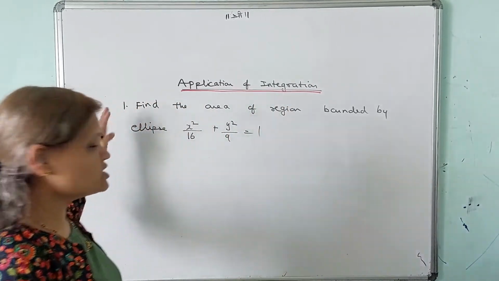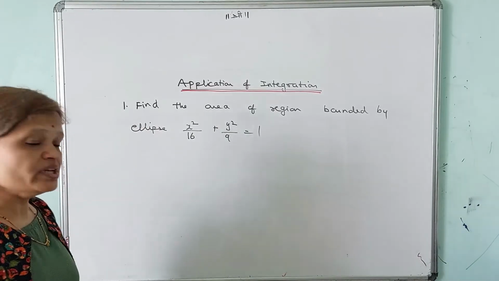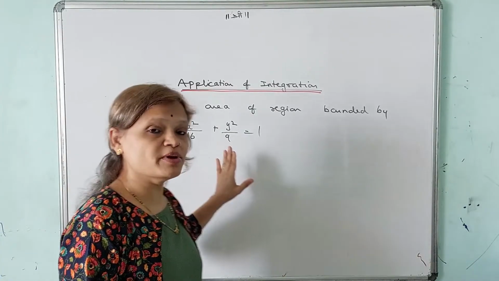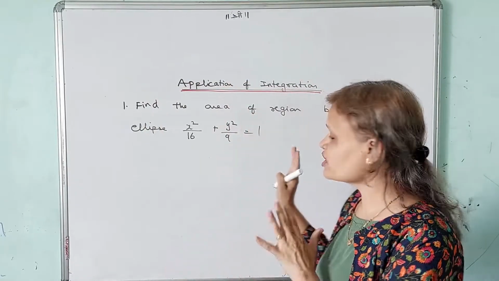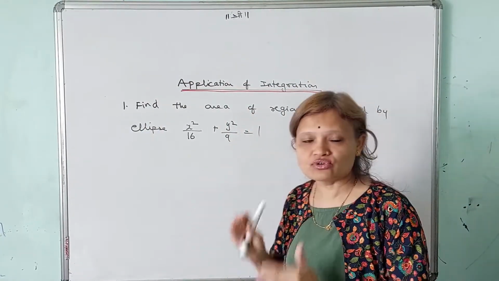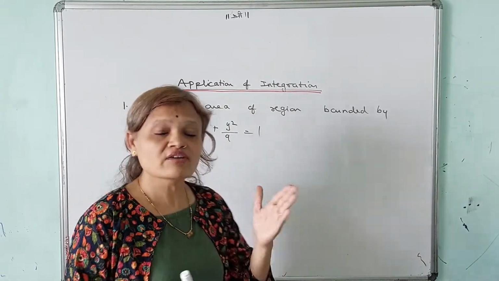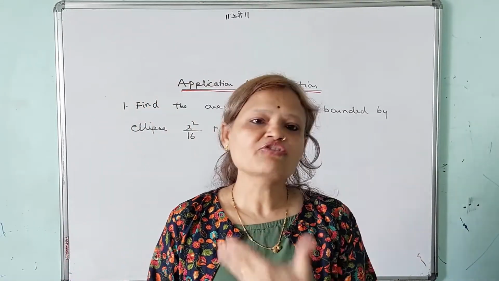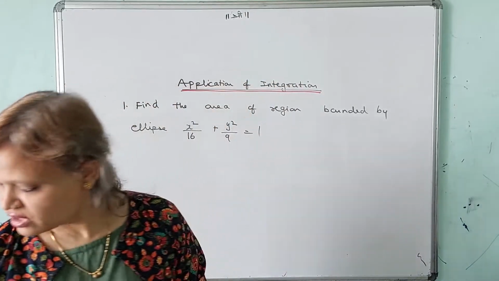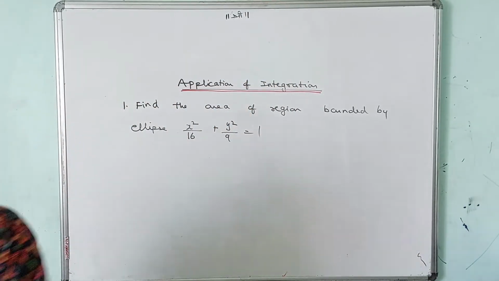Now what are the parts? Suppose this is a particular question. What are the important parts? The first is you should be able to draw the given curve correctly. You should know what curve it is, how to draw it, what are the points. Then you have to see which area we have to find, and then the final thing, solving the integration. Now we will draw the given ellipse.